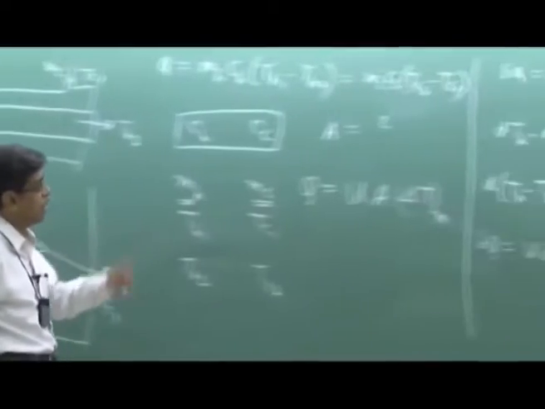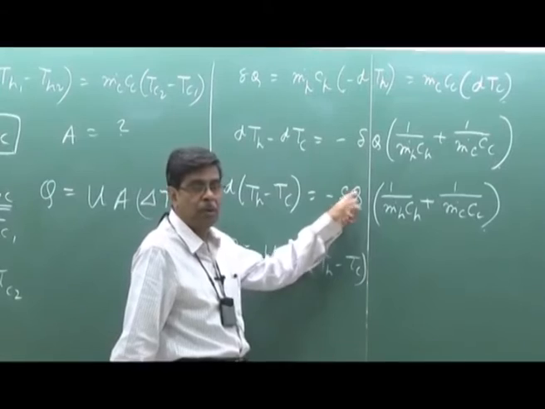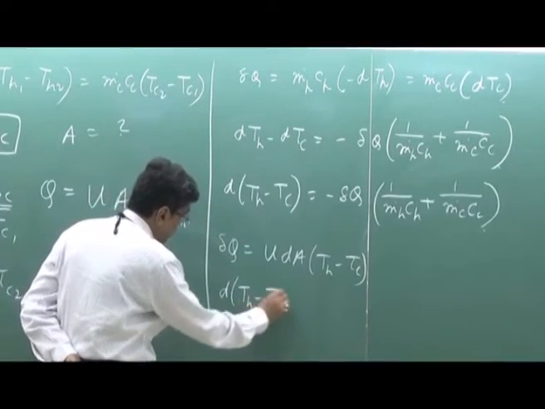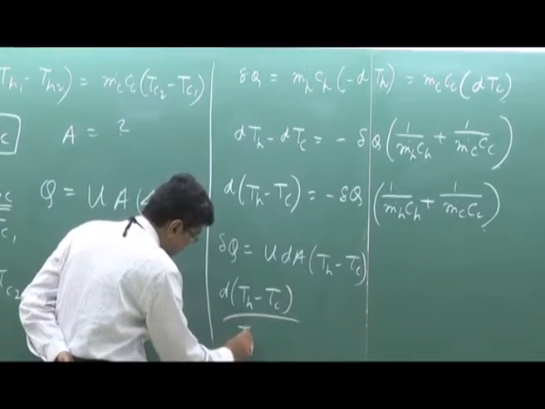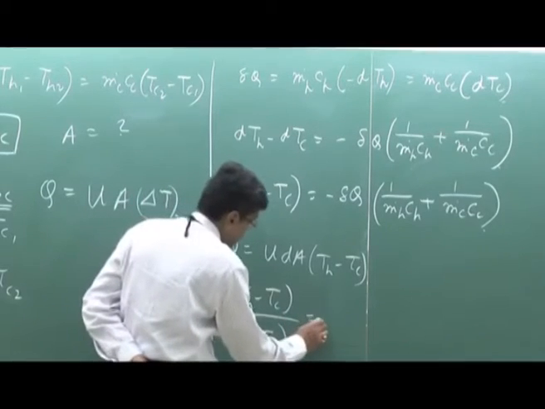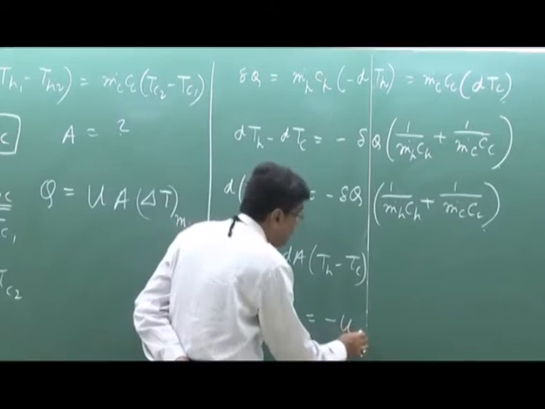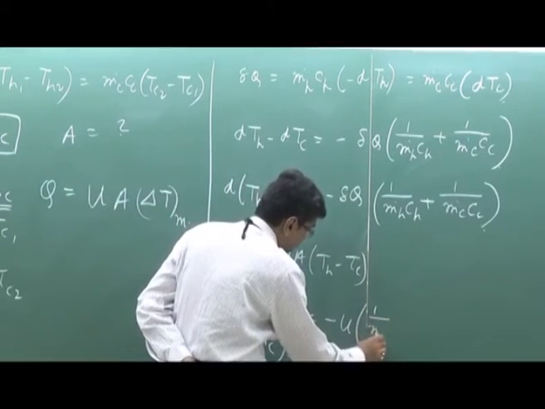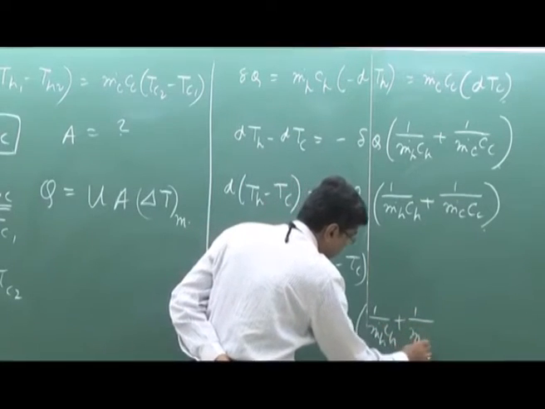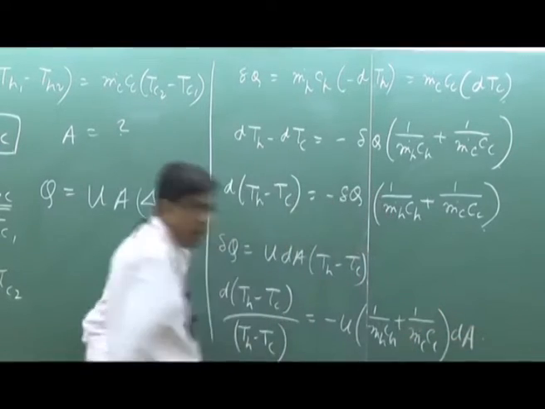So this has to be valid. So therefore I can substitute del Q here, and I can write d of TH minus TC, very simple, divided by TH minus TC is equal to minus U dA, dA I will write here, into 1 by m dot HCH plus 1 by m dot CCC. Clear?